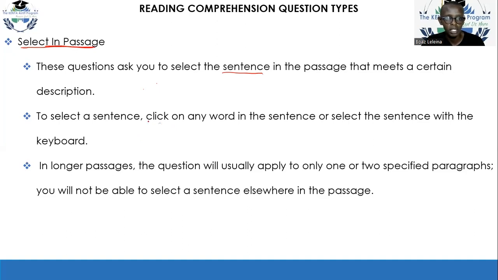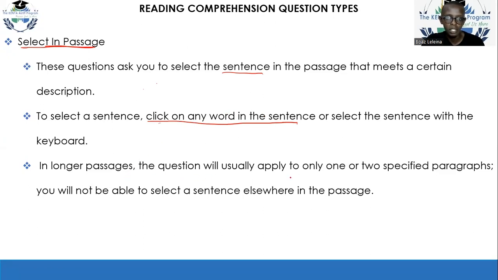To select a sentence, click on any word within the sentence or select the sentence with a keyboard. It's usually easier to use your mouse. So if I had these 3 sentences as one of my paragraphs and I wanted to select this one, if I clicked on this word using my mouse, it will select this entire sentence. So just click on any word in the sentence that you feel is the correct answer.